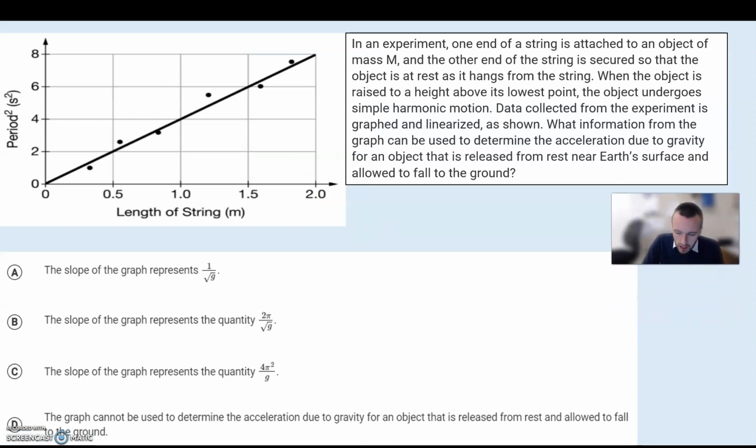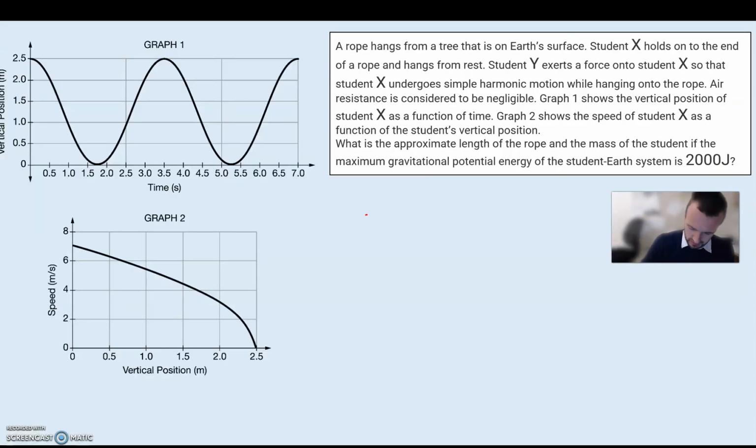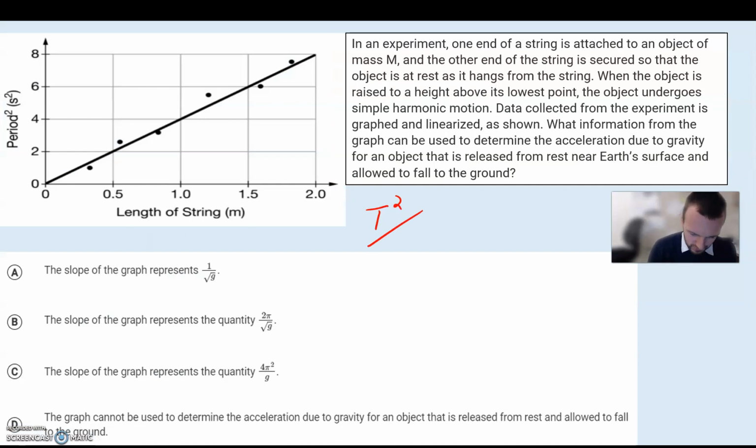Moving right along. We have an experiment, and it looks like we're getting a graph of period squared versus the length of the string. Okay, so you can read this for yourself if you want to pause the video. You don't need to listen to me read it. But it does say it's undergoing simple harmonic motion. It says the data is linearized. And it says, let's focus on the question: what information from the graph can be used to determine the acceleration due to gravity for this object?